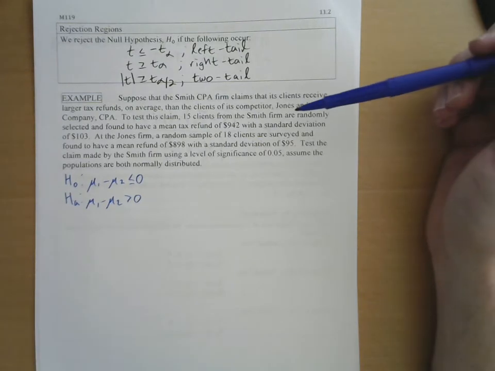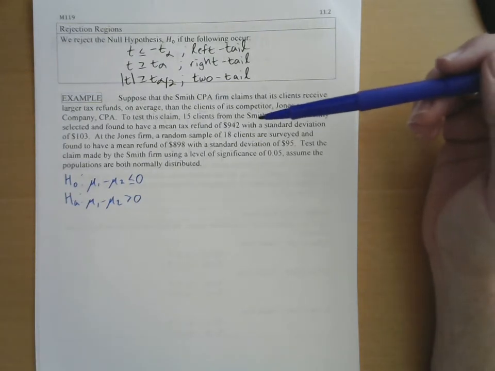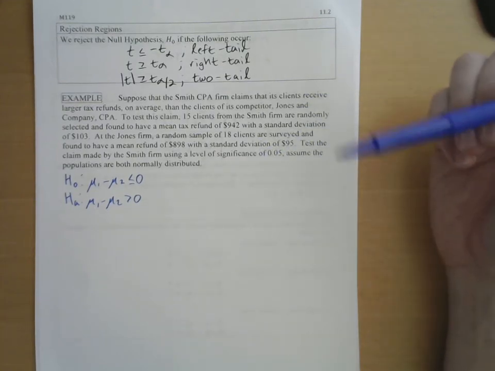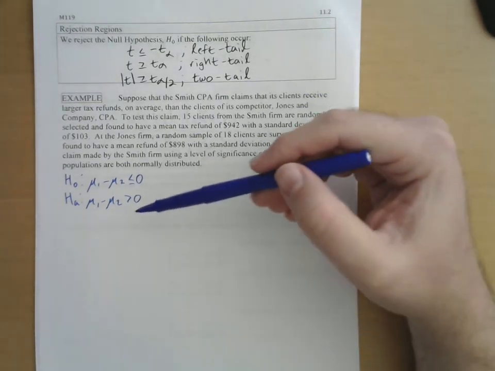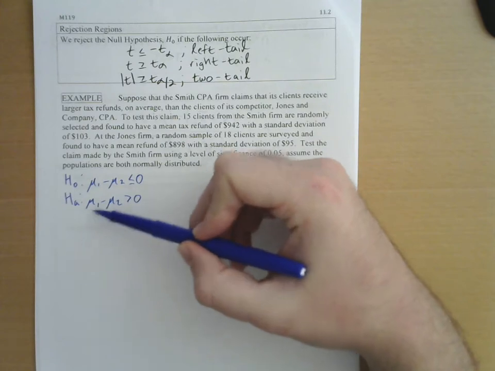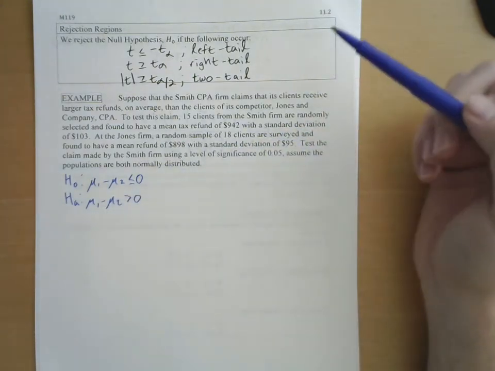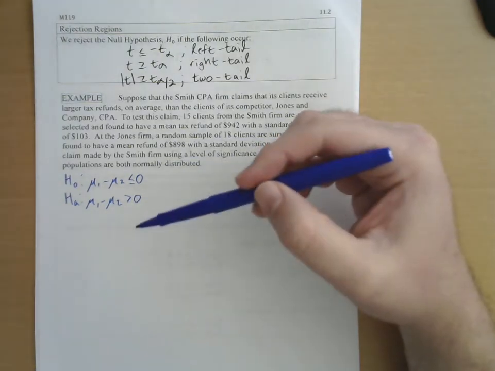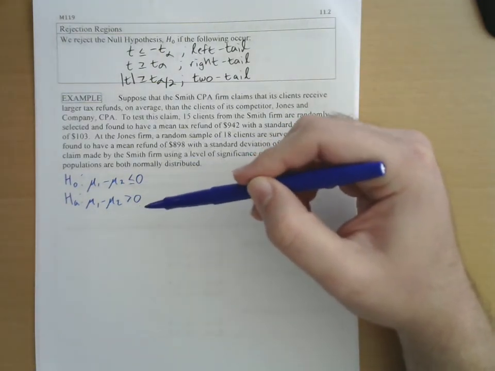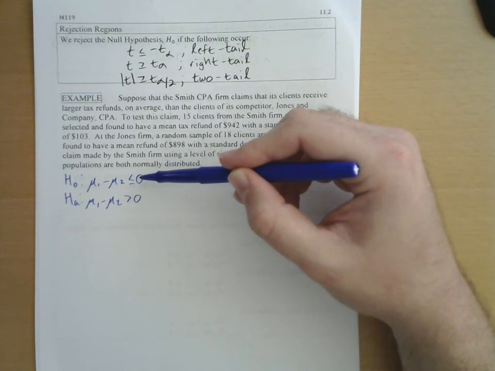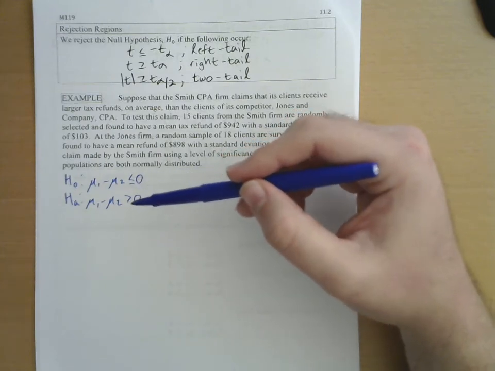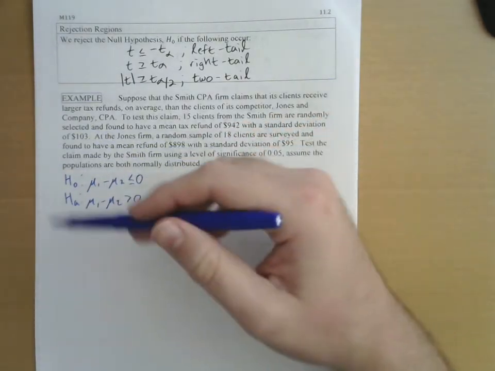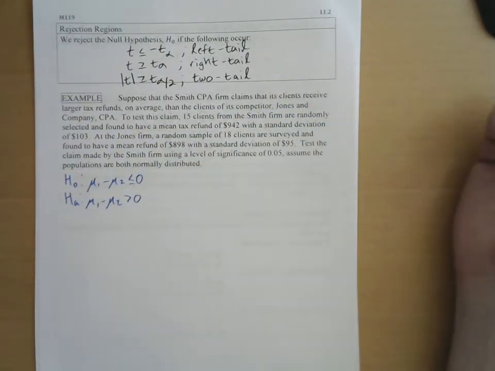Because all the problem tells us is that they think they get a higher average refund. That's what they think. That's always going to be the alternative. Which means that if you took their company and subtracted away the other company's average, theirs would be greater than 0. If they were the same, which would fail their claim, it'd be equal to 0. And if they're worse off, then when we subtract it, it'd be less than 0. So that's how we get to this conclusion with these hypotheses.